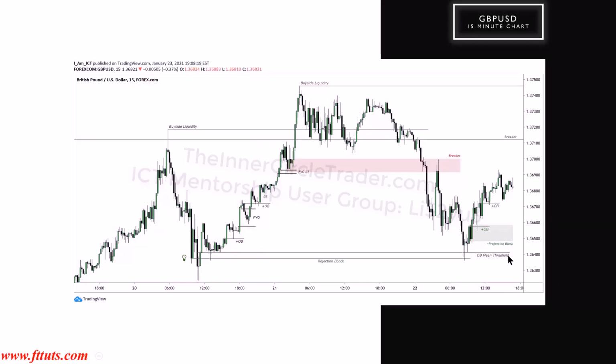So by combining the rejection block, and then the mean threshold of this last down close candle, which is here, you have overlapping PD arrays in the form of a discount. The logic is that this market should continuously punish short sellers. It's going down to areas where it's picking up orders to go long, and when it does, it should reach for liquidity or break premium arrays. In other words, bearish order blocks should be broken. Bearish breakers should be broken.